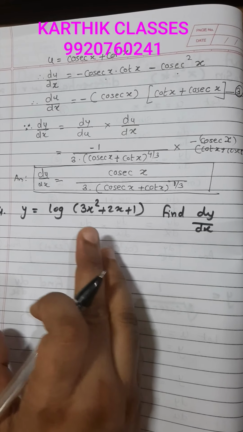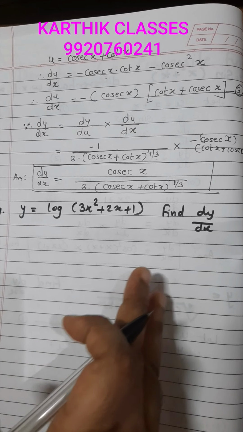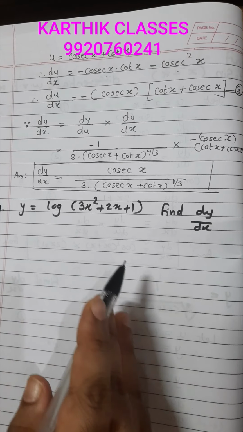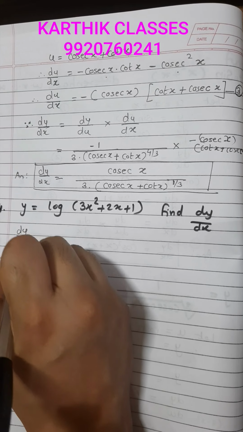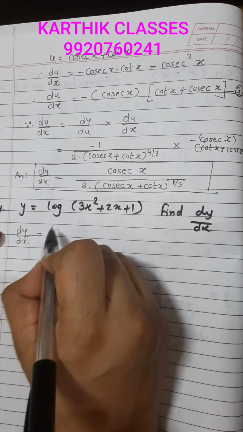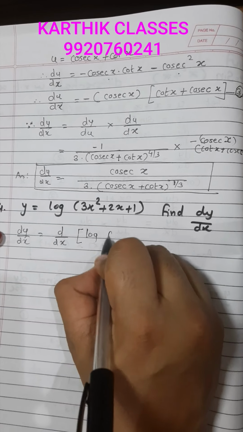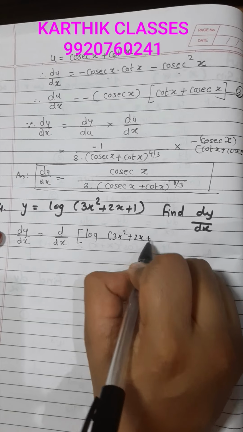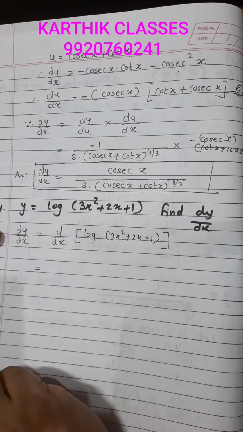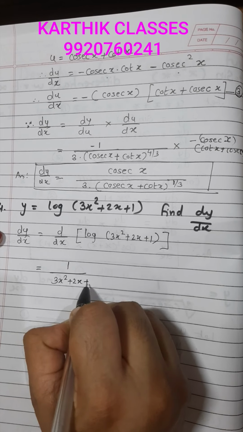Now this you can also do using u, that is, assume this as u and solve, and then dy by dx as dy by du into du by dx, the composite function way. But I will show you another way of doing it. So what we can do is, I am directly just trying to differentiate. I will show you all the steps now. So d dx of log of 3x square plus 2x plus 1. Okay, so you know the derivative of log is 1 upon 3x square plus 2x plus 1.